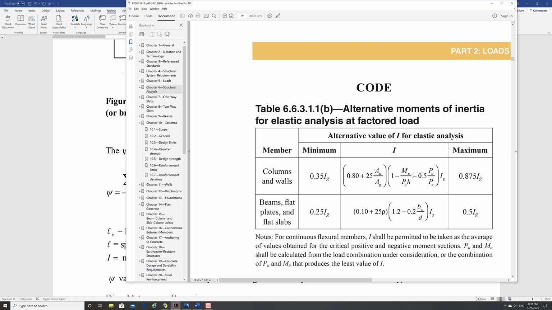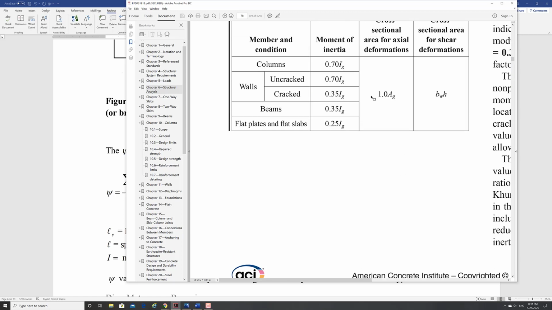I mean, it's not a bad equation. It's just that you need to put here your moments and your axial loads, and so there is more calculation involved that makes it a little bit more complex, because in order to do the analysis, you need the moments of inertia. And to do the analysis, your moments of inertia should reflect these conditions.